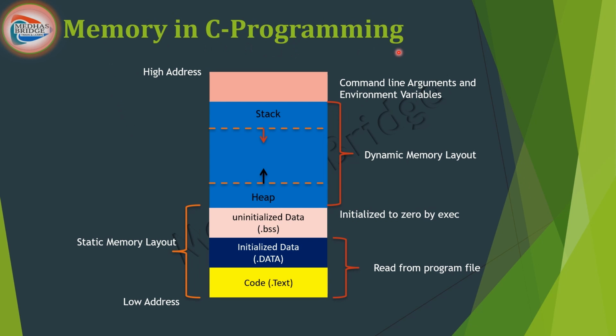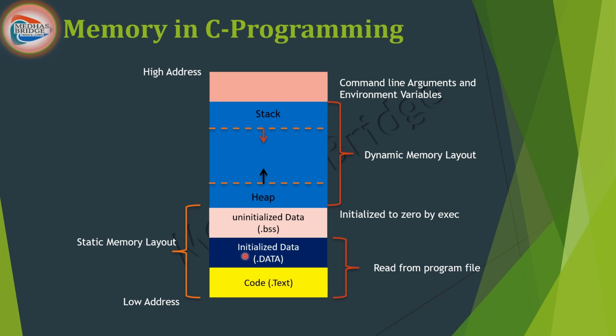Memory in C programming. This is a typical memory layout which we use in C programming. Look at how many segments we have. We have a code segment, a data segment, a segment for initialized data, and a segment for uninitialized data, which are part of the static memory layout section. We also reserve some memory for command line arguments and environment variables. We have a dynamic memory layout concept, which we use for stacks and heaps.